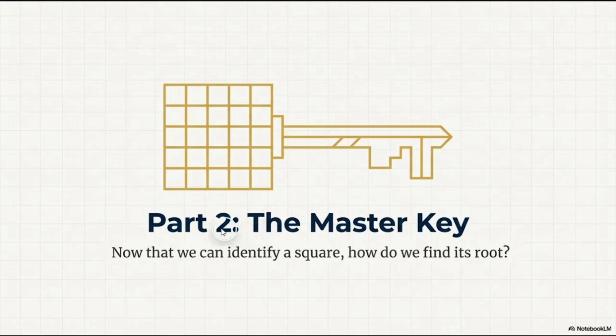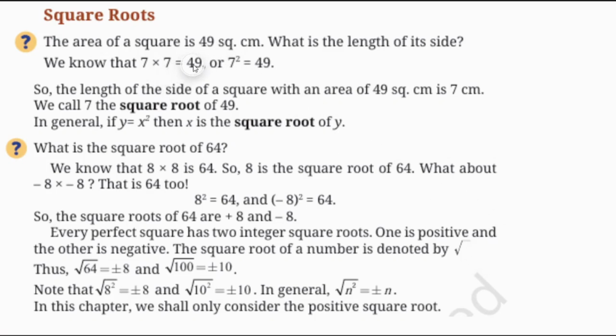Okay, now next, the master key. Now that we can identify a square, how to find its root? Root means what number should be multiplied with itself to get a square number. This is called its root. The area of a square is 49 square centimeter. What is the length of its side? We know that 7 into 7 is 49, and 7 square is 49. So we can say that the side of the square with the area 49 square centimeter is 7 centimeter.